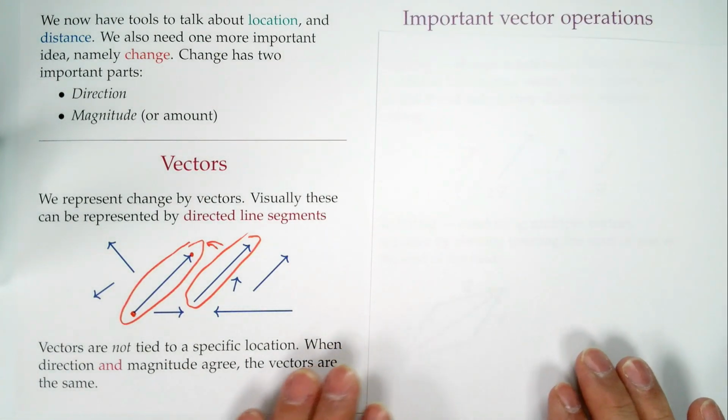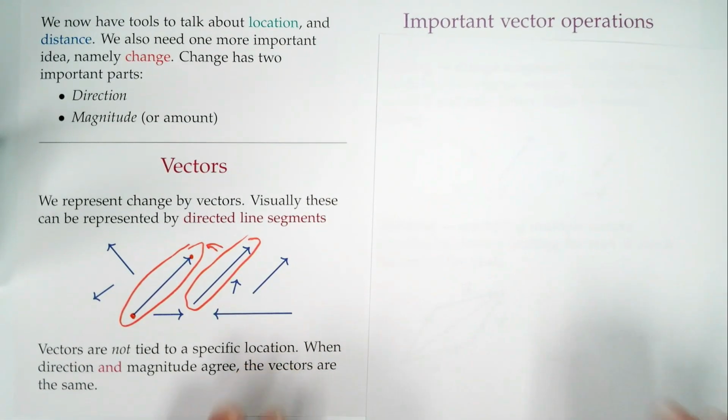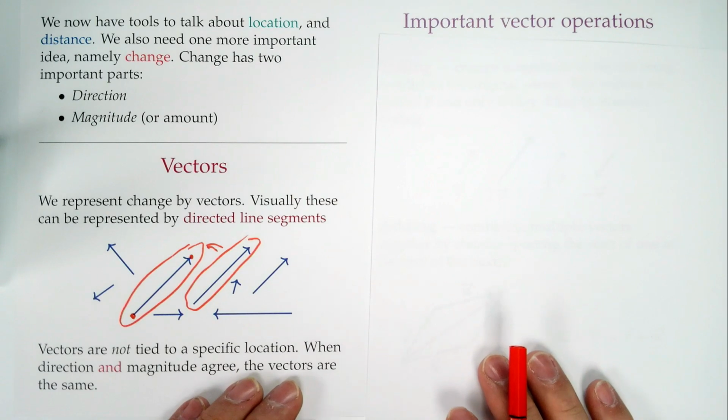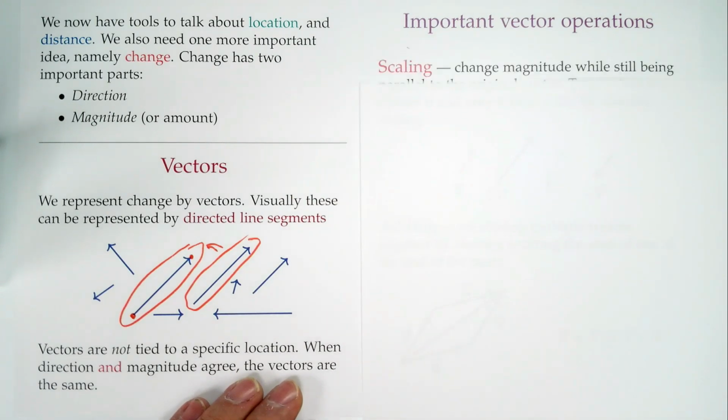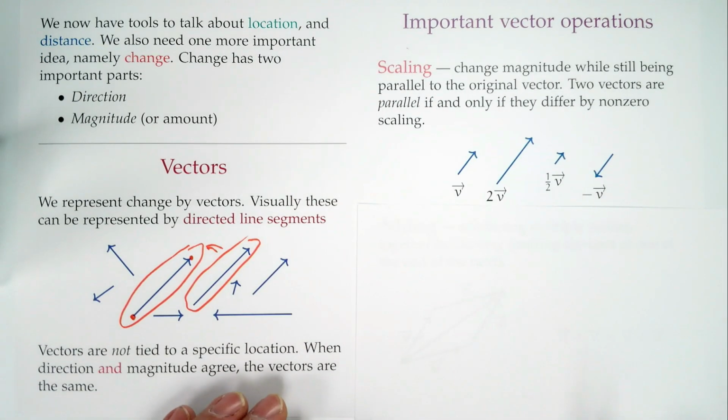Okay, so what can we do with vectors? So again, just remember, what are vectors? They're representing change. So what can we do with change? That's the real question. So the first thing we're going to talk about is scaling. So what is scaling? It says, I want to scale. So scale here is we're thinking of changing the length by some multiplicative factor.